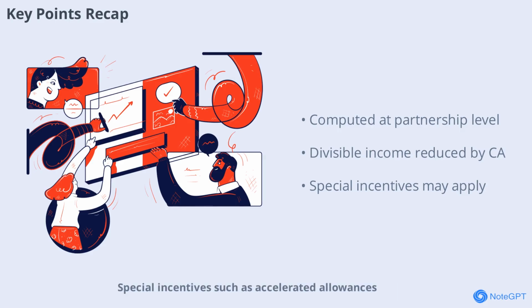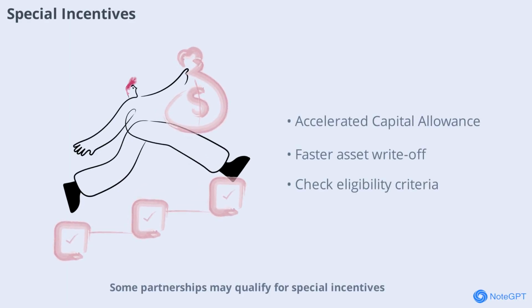Special incentives such as accelerated allowances may apply depending on the business or asset type. Some partnerships may qualify for special incentives, such as the Accelerated Capital Allowance (ACA). These incentives allow for faster write-off of asset costs, reducing taxable income more quickly. Eligibility depends on the type of business and the nature of the asset. Always check the latest tax guidelines to see if your partnership qualifies for these benefits.